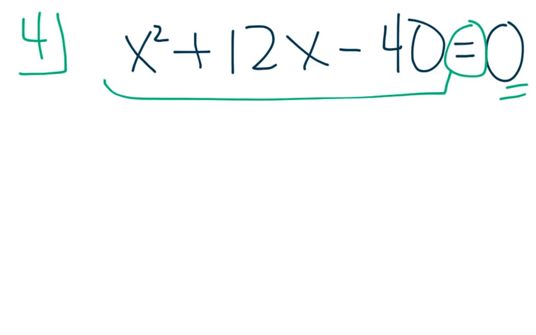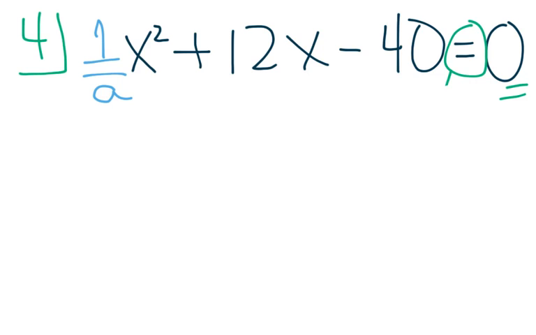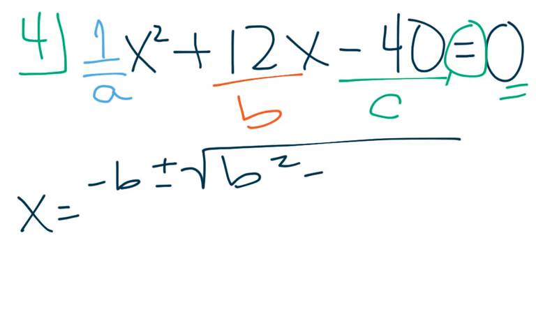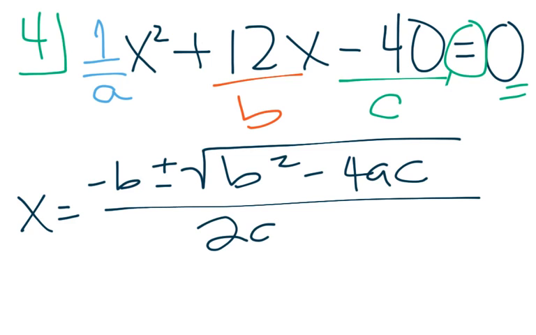So we are going to figure out our a, b, and c. The number in front of x squared is a, and there's an invisible 1 here. The number in front of the x is b, and then negative 40 is c. So we are going to use our equation again. x equals opposite b plus or minus the square root of b squared minus 4ac all over 2a.